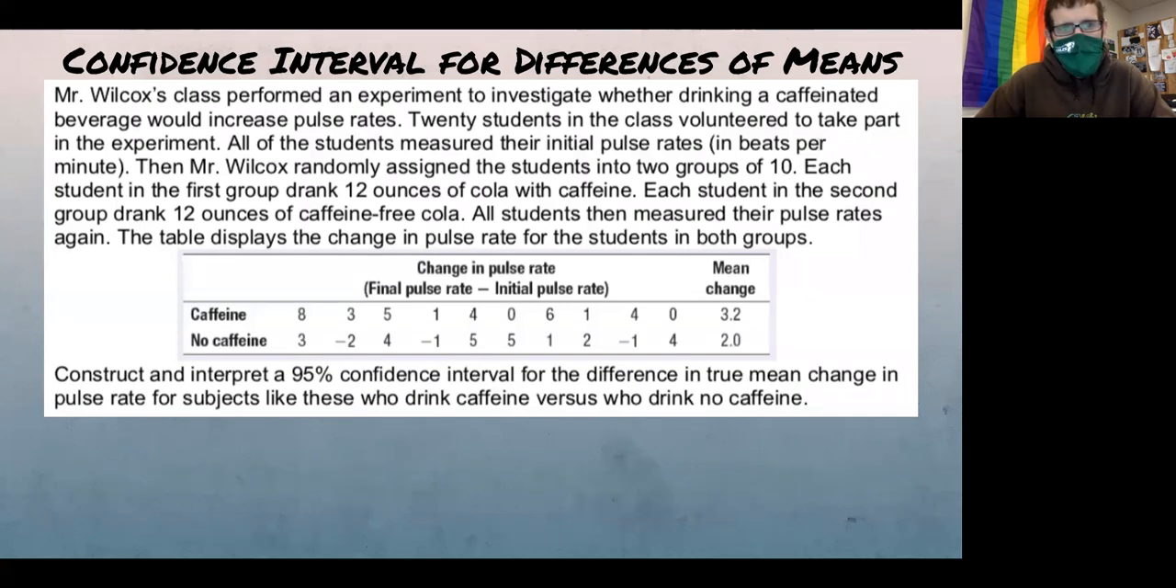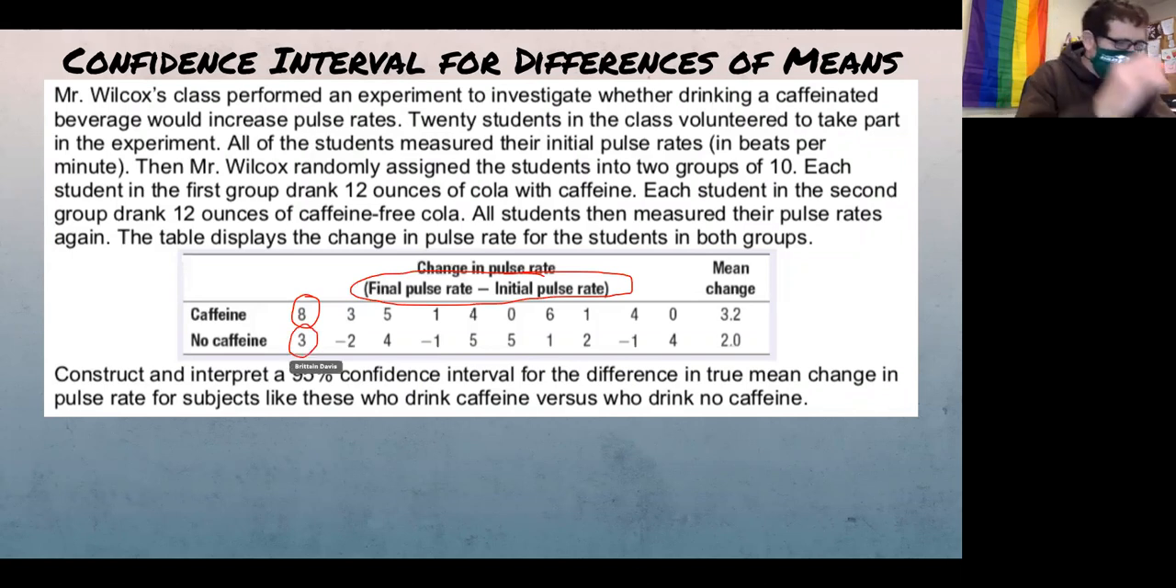So construct and interpret a 95% confidence interval for the difference in true mean change in pulse rate for subjects like those who drink caffeine versus those who drink no caffeine. All right. So that's what we're going to do. First of all, if we look at the diagram, it tells us that it's final pulse rate minus initial pulse rate. So we need to understand what the data is referring to. Positive means that this person's pulse rate went up by 8 after drinking caffeine. This person didn't have caffeine, yet it still went up by 3, and so on. If it's negative, the pulse rate actually went down.